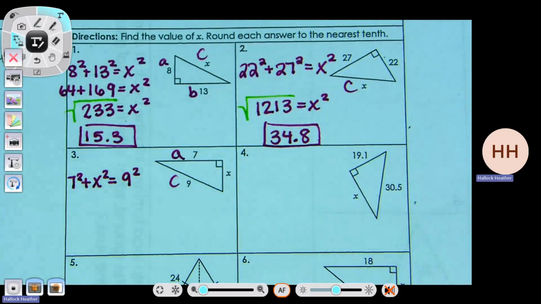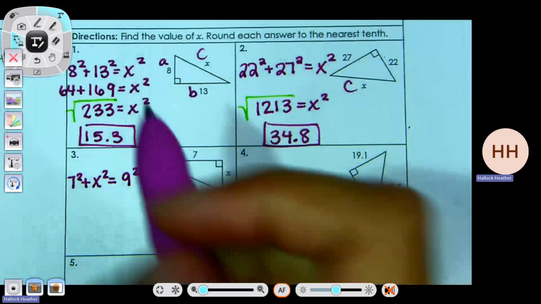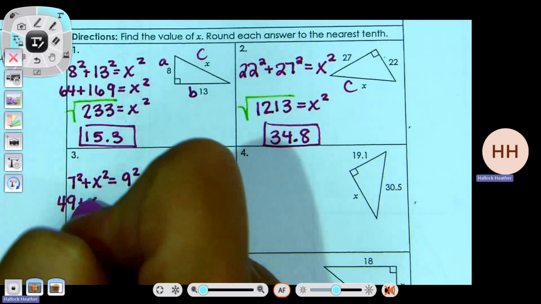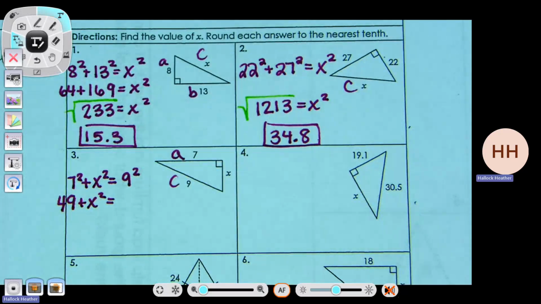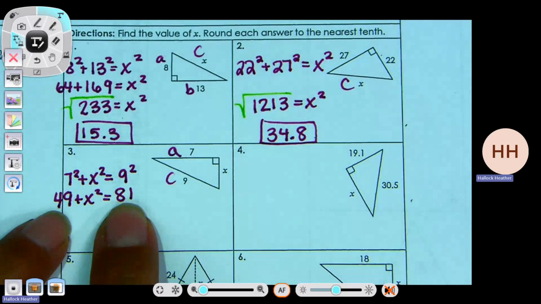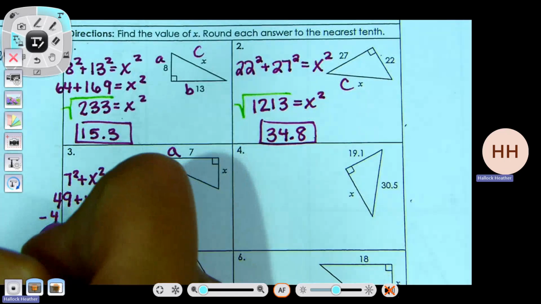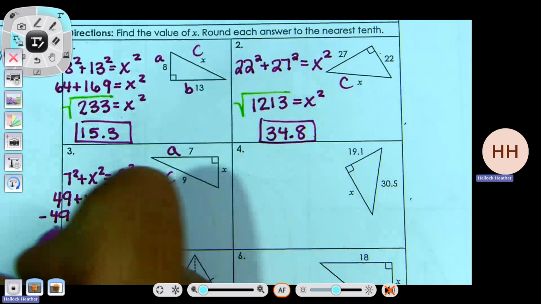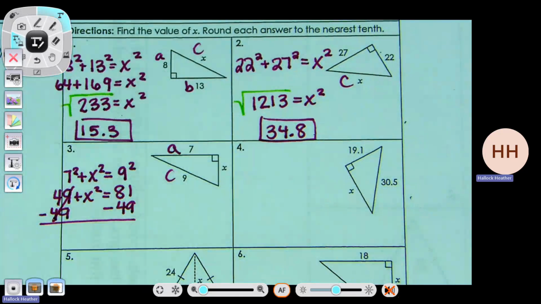We're still going to square our numbers and simplify. No work, no credit. It's math class. So what's 7 to the power of 2? 49. Good. Plus x squared. And then what's 9 squared? 81. So this one I cannot add 49 and 81 together because they're separated. Good. So we're going to minus 49 from both sides to isolate our x, because we know C this time. This time we knew the hypotenuse. The hypotenuse is 9. This time we're trying to find one of the missing legs. So when you're trying to find A or B, you're going to have to subtract.